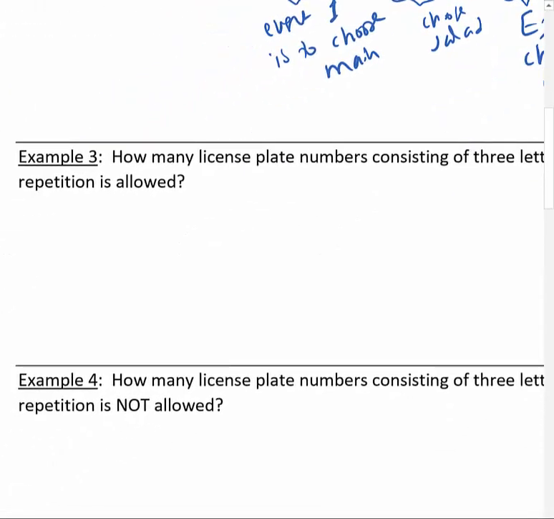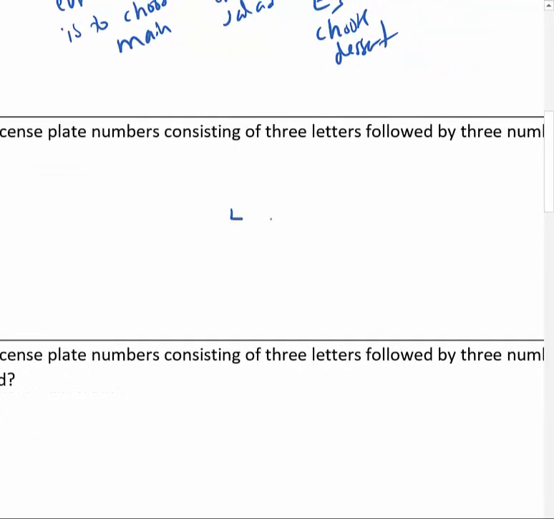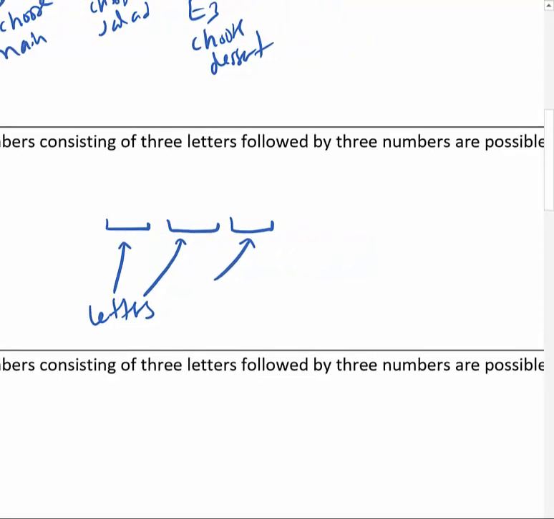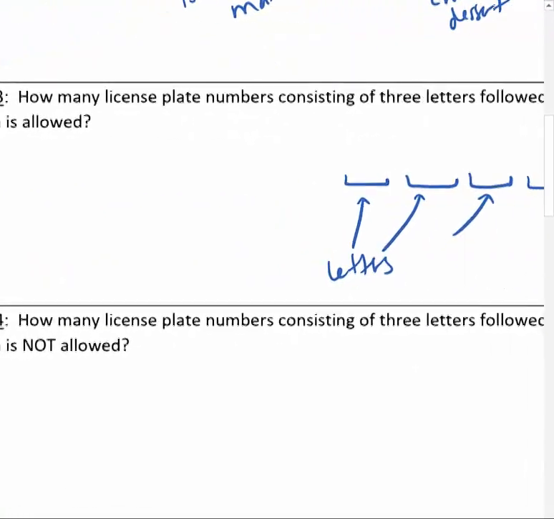How many license plate numbers consisting of 3 letters, so I'm going to make little spaces here. These 3 are letters, and then followed by 3 numbers. And by numbers they mean digits, each of the numbers being only 1 digit. How many are possible when repetition is allowed?